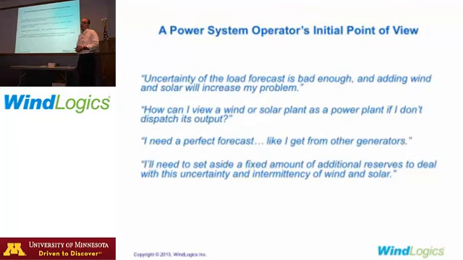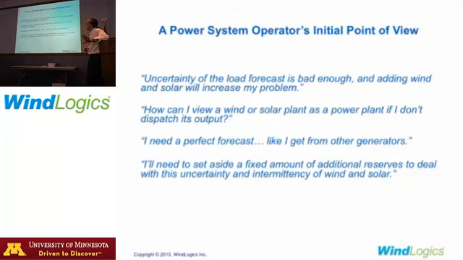Of course, the initial impression a lot of control room guys have, and I don't blame them a bit, is that, God, my load forecast is bad enough. Now you're adding wind and solar here. It just makes it that much harder. How can I even view them as a power plant if I don't control them and dispatch them? Why can't they give me a perfect forecast like I get from everybody else? Okay, fine, I'll take them, but I'm going to set aside a fixed amount of reserves to cover my worst case situation, and you're just going to have to pay for it, right? You'd understand this is an initial state.